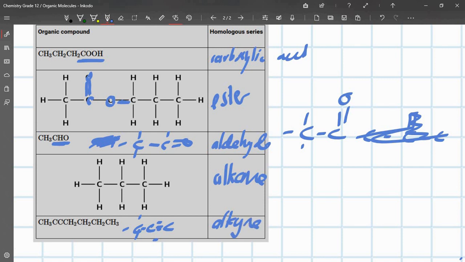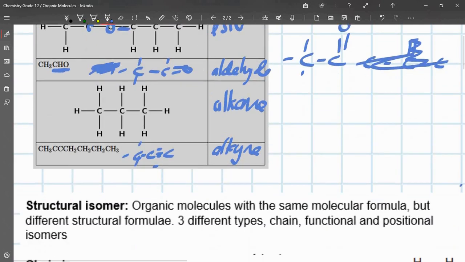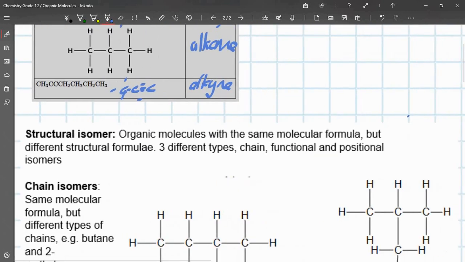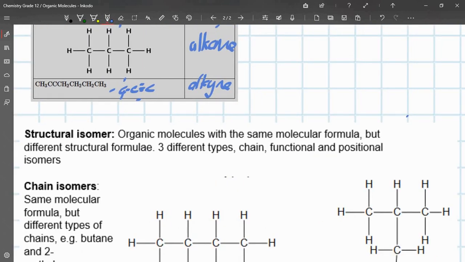So that's pretty much what you have to know. You have to know your table very, very well, and you have to be able to identify the functional groups. Then you can get your homologous series. I know this is a bit long, just bear with me. We're going to do the last part of this exercise now. We'll go over isomers, they're not very difficult, and then that'll be the last part of this video.